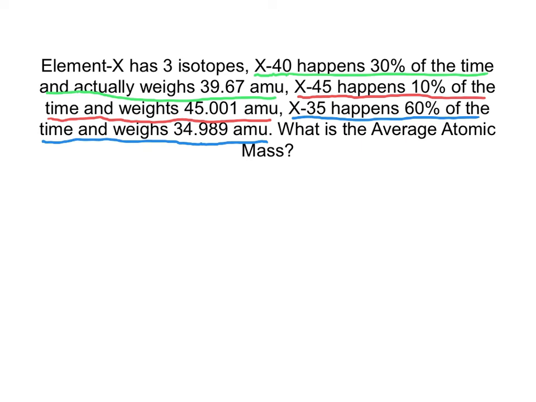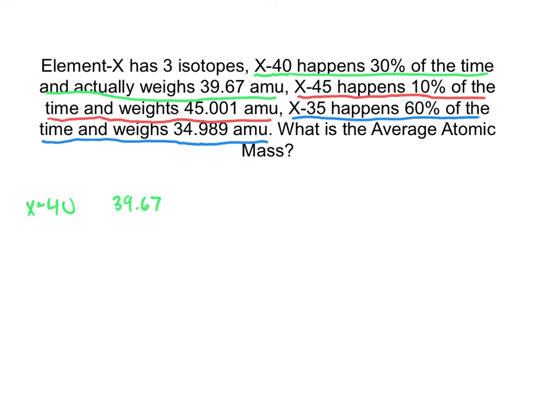Okay, so let's start off. We're going to list our first isotope, X40. And what did it say was its actual mass? It said its actual mass was 39.67. So we're being super exact. We're not using 40 as its mass. We're using what it was before we rounded off, 39.67. And yes, I'm aware that rounds off to 40.